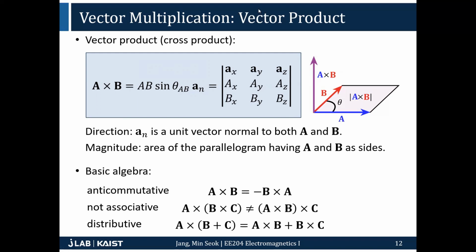the n vector, like this. So if you're sweeping through this, this is your vector direction. And the magnitude is the area of the parallelogram having A and B as sides. So this area is your magnitude, right? Or in other words, AB sine theta. And this can also be calculated by using this determinant equation, with A_x, A_y, A_z, and so on.